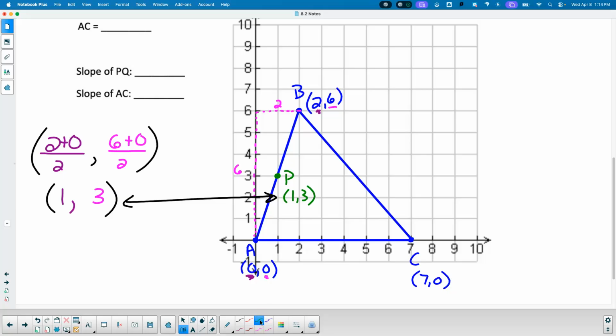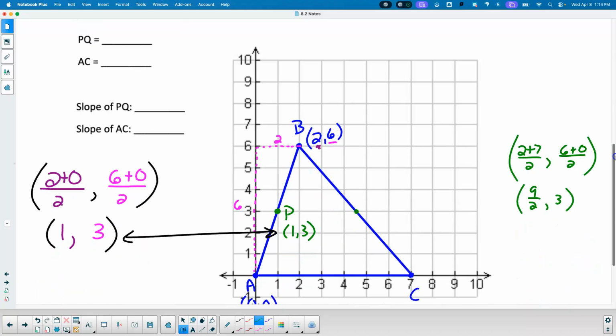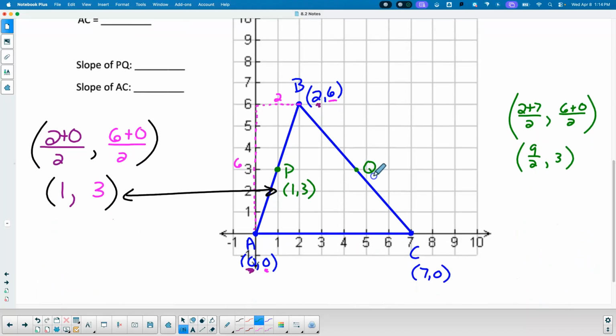We love fractions. 4.5, 3. Okay? Because you went 2 plus 7 divided by 2, and 6 plus 0 divided by 2, right? So that's 9/2, 3. Yes? Exactly. 4.5, 3. So the midpoint is right there. Now I don't remember what we're supposed to label that one as. Q, midpoint of BC.